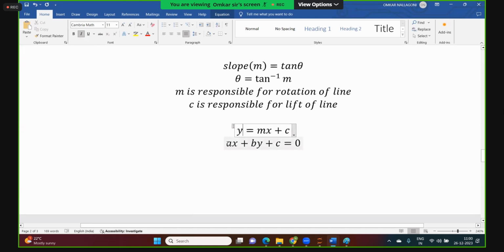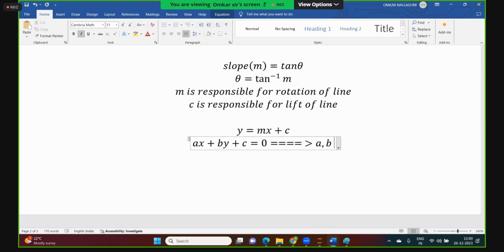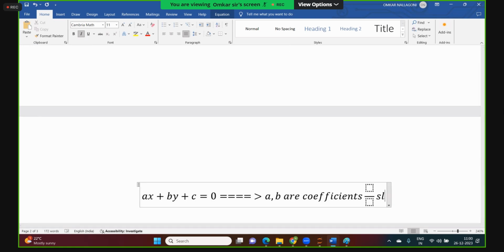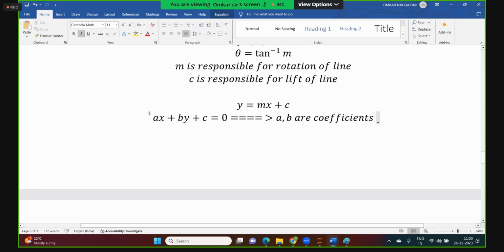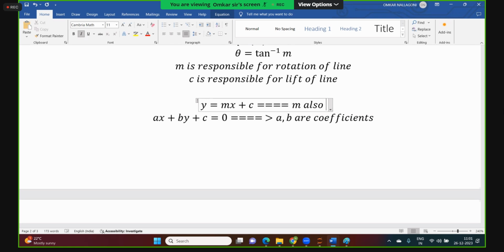So what are the coefficients here? A and B are the coefficients. So coefficients are nothing but slopes. Here m is also a coefficient. All the coefficients are nothing but slopes. Any doubts in that?